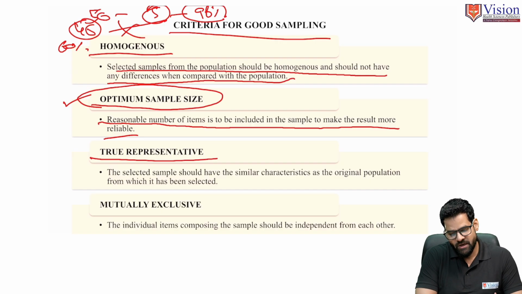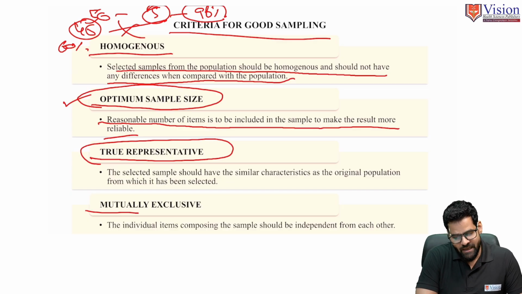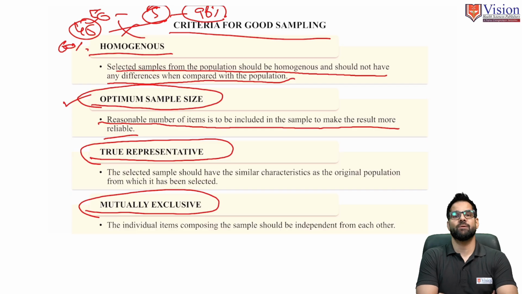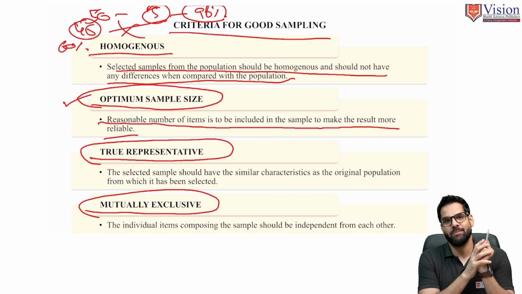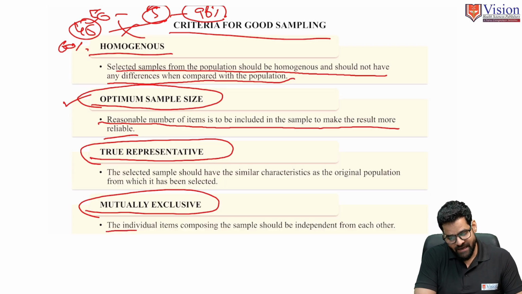Then true representative, which I already told you, should be homogeneous and mutually exclusive. That is another important point. One sample should not influence another sample. The individual items composing the sample should be independent from each other.